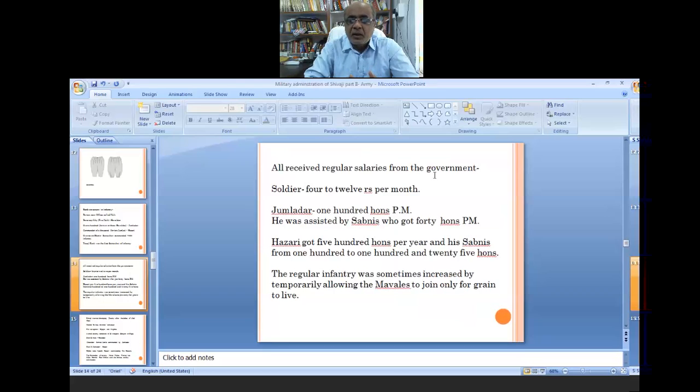And this was a regular infantry, but at the time of the war, this regular infantry was also supported by the irregular troops. Chhatrapati Shivaji used to call upon the people, send messages, and the people who were basically farmers, agriculturists, they will join hands, support this infantry at the time of the war. But they were not paid a very regular salary. They were given grain in lieu of their service.